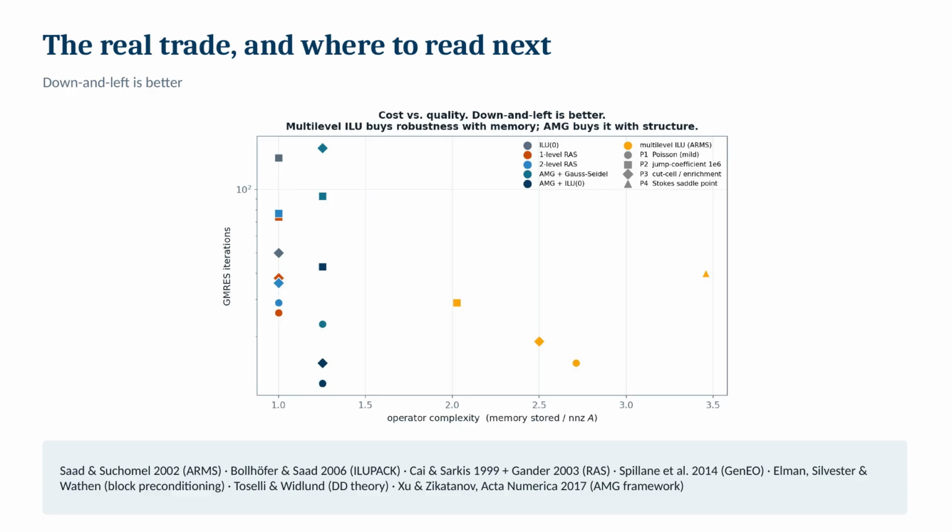Saad and Suchomel, 2002 for ARMS. Wollenweber and Saad, 2006 for inverse-based multi-level ILU. That's the ILUPACK paper, and it's the one to read if your matrices are indefinite. Cai and Sarkis, 1999 for RAS, and Gander 2003 for why it works. Spillane and co-authors, 2014 for GenEO. Elman, Silvester and Wathen for everything about block preconditioning of Navier-Stokes. Toselli and Widlund for the domain decomposition theory. Xu and Zikatanov's Acta Numerica article for the unified AMG framework.